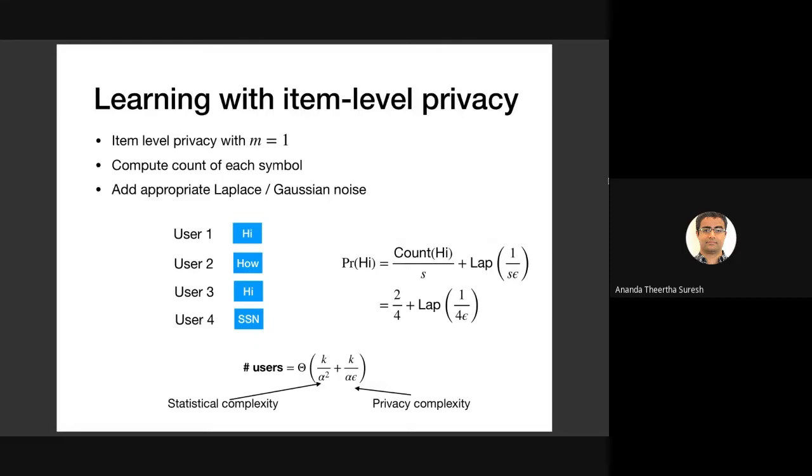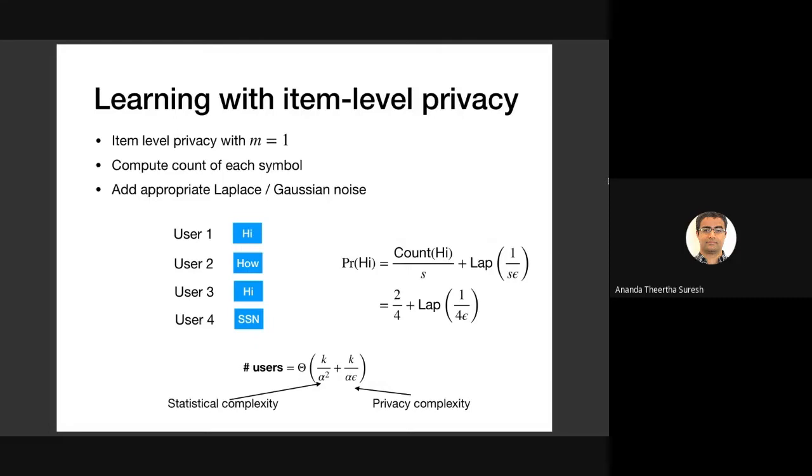For example, here I have a data set with 4 users, and if we are interested in the probability of the word hi, we find the count of hi, which is 2. We divide it by the total number of samples, which is 4, and we add some Laplace noise. And we need to do some post-processing to ensure there is a valid probability distribution, but for the purposes of this talk, it's not important.